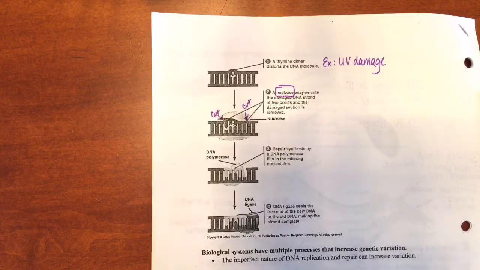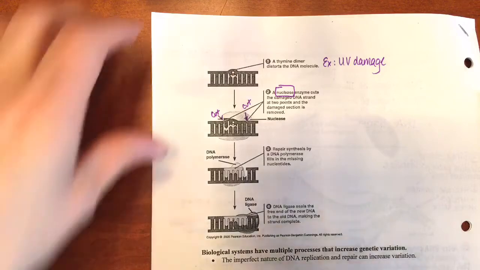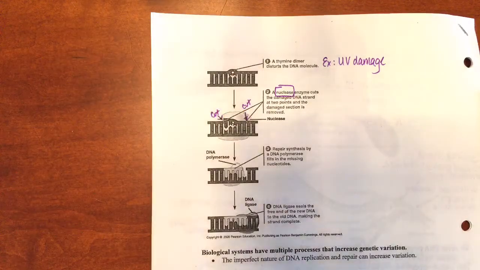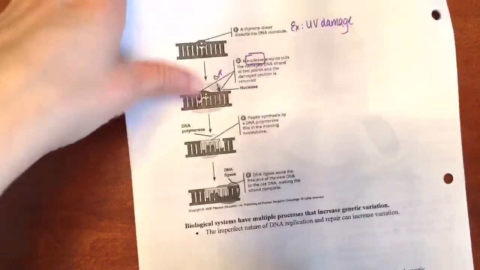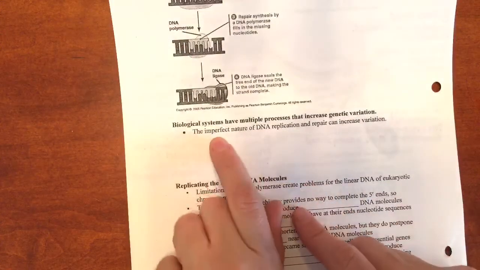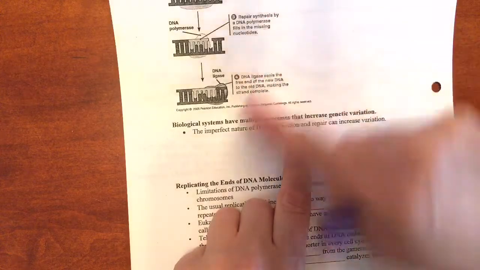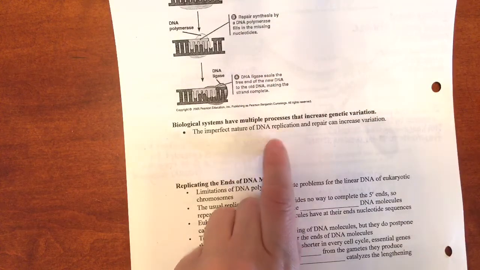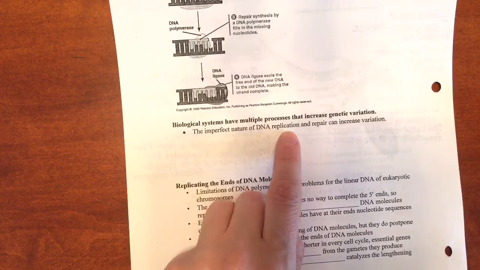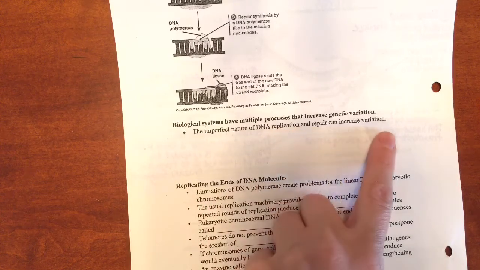Otherwise, the mismatch repair, just if it accidentally puts the wrong nucleotide, takes it out and puts the new nucleotide in. So luckily we have enzymes that catch most of our damaged DNA, most of our mistakes and so on, and so we rarely see repercussions from that. So in here it says, though, that this imperfect nature of DNA replication, because there are mistakes that can happen, and sometimes they aren't caught, the imperfect nature of DNA replication and repair can increase variation.